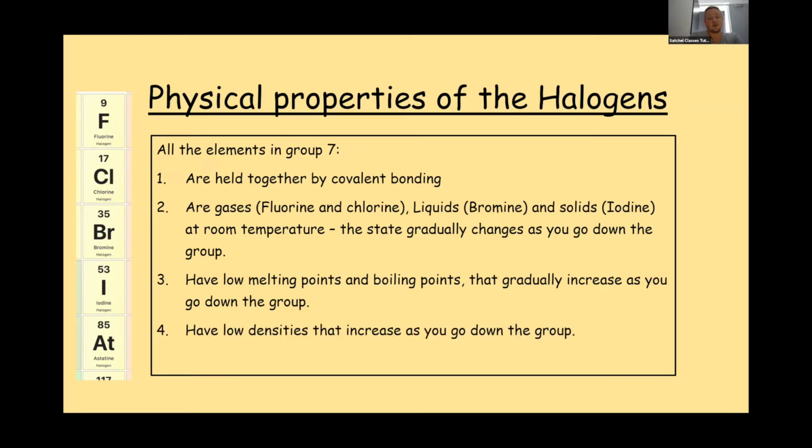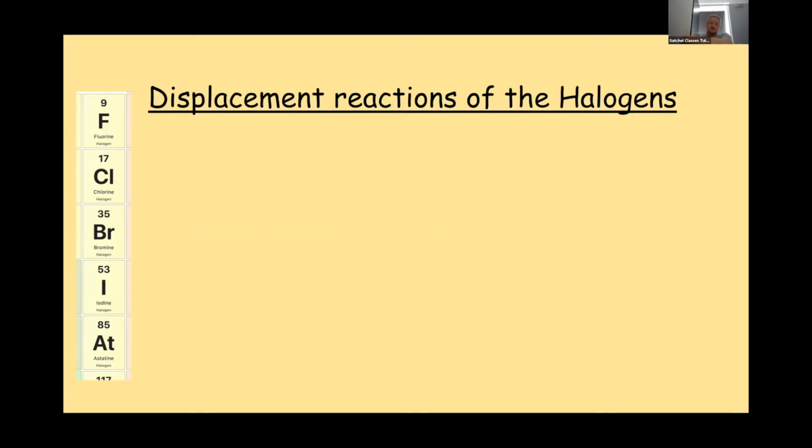They also have low densities, and the densities do increase as you go down the group. These are the general properties we use to characterize the halogens. Now, we use the displacement reactions of the halogens to help establish or prove the order of reactivity of the halogens.